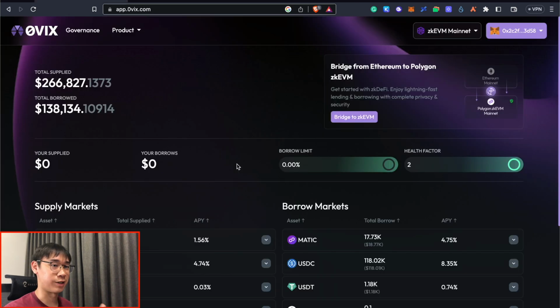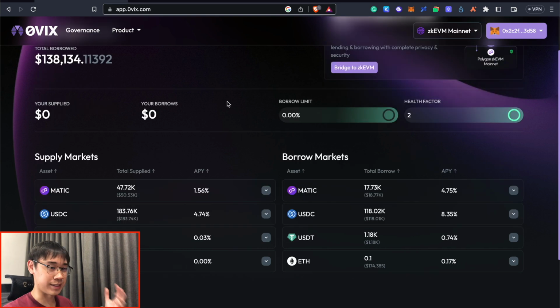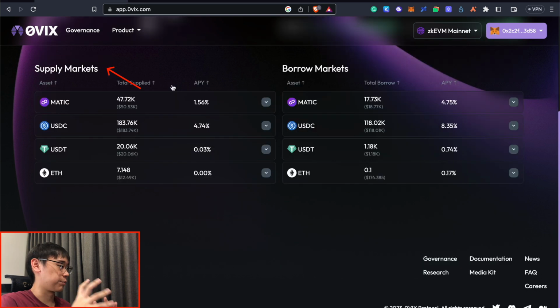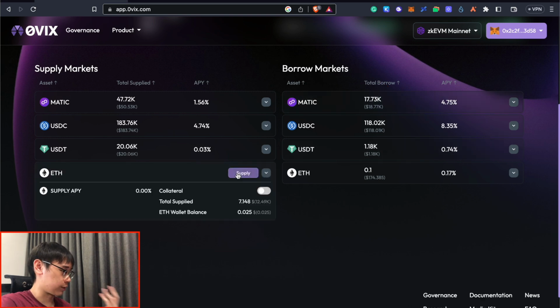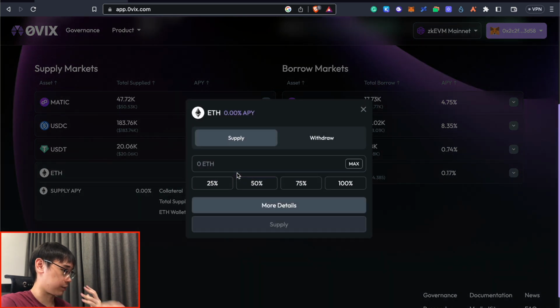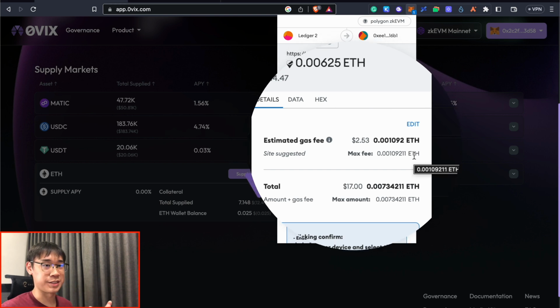One of the first decentralized applications that were built on the Polygon zkEVM is the OVIX protocol, and this is a lending protocol that is somewhat similar to the likes of Aave or Venus. You can deposit any of these 4 tokens as collateral, and this will allow you to borrow any of these tokens at these current APYs. So right now I'll just be showing you a transaction where I supply my Ethereum. Currently the gas fees are quite expensive on this network, where it cost me almost $3 worth of Ethereum to just process this one transaction.